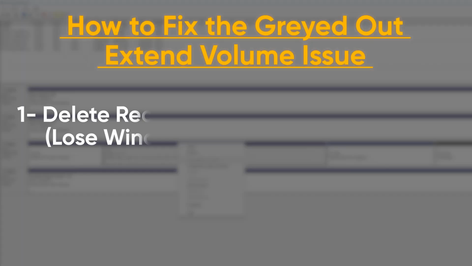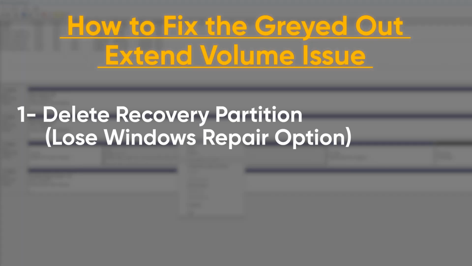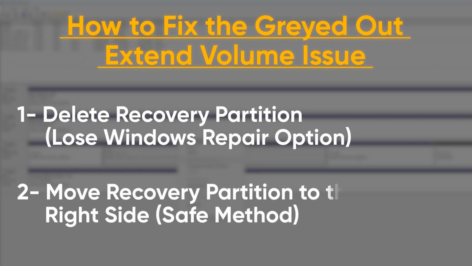Either you delete this healthy recovery partition and lose the option of Windows repair, or you can simply move this partition from the middle to the right-hand side. And I think option number two, which is moving the partition, makes more sense.